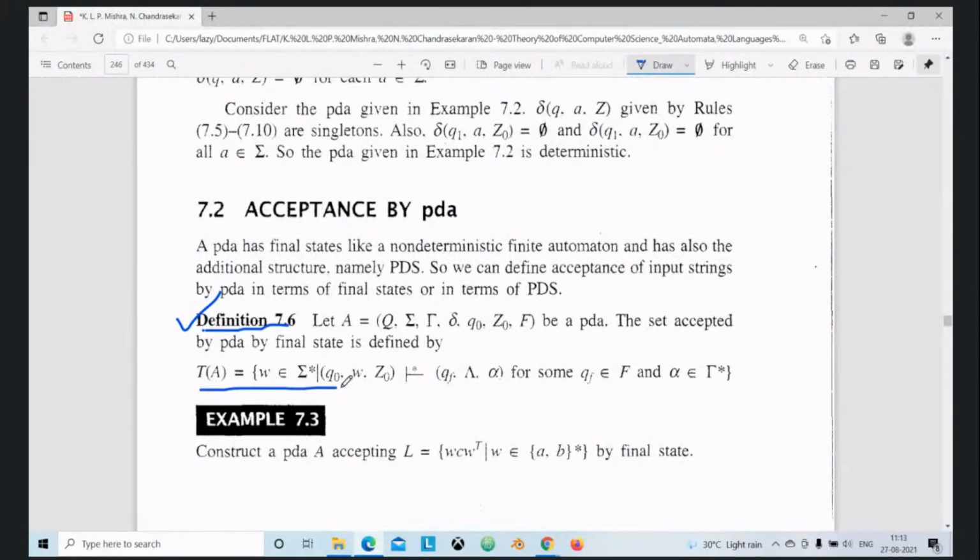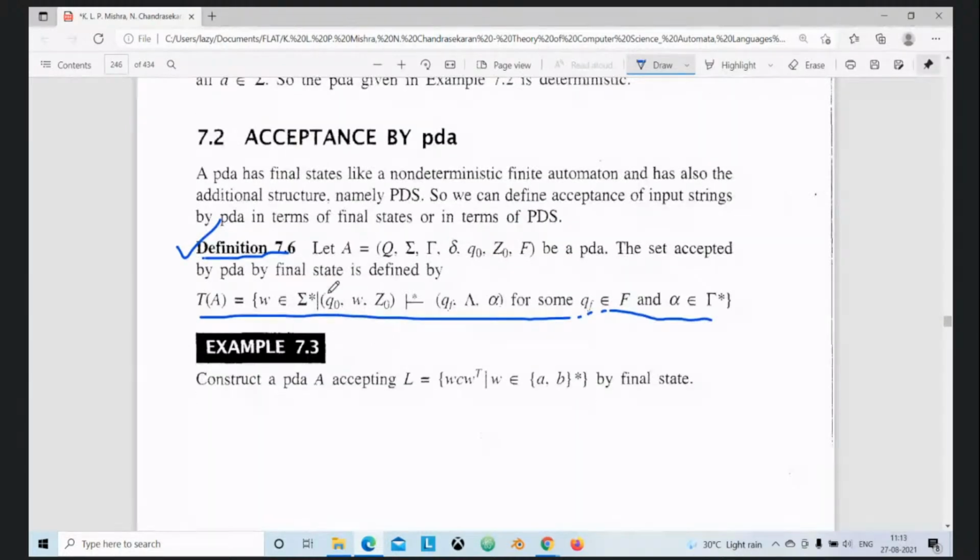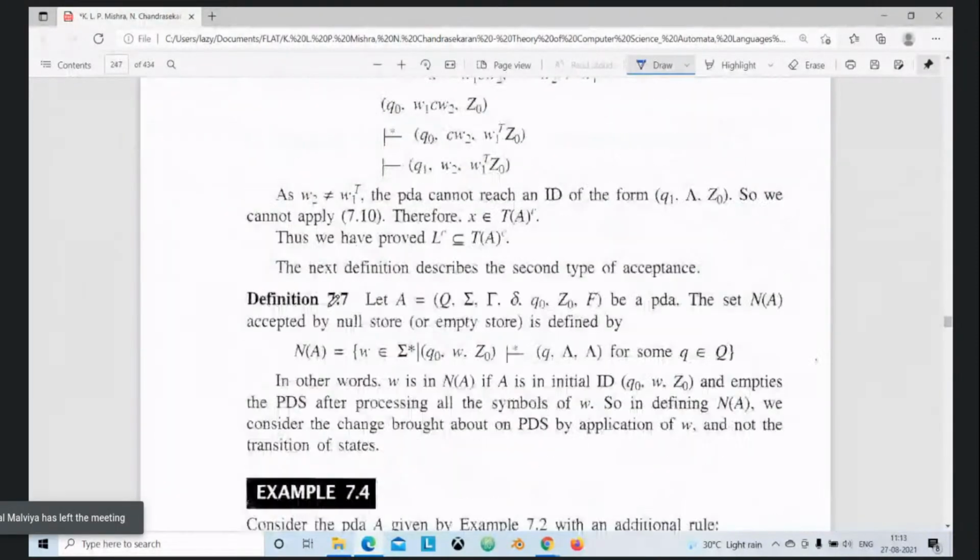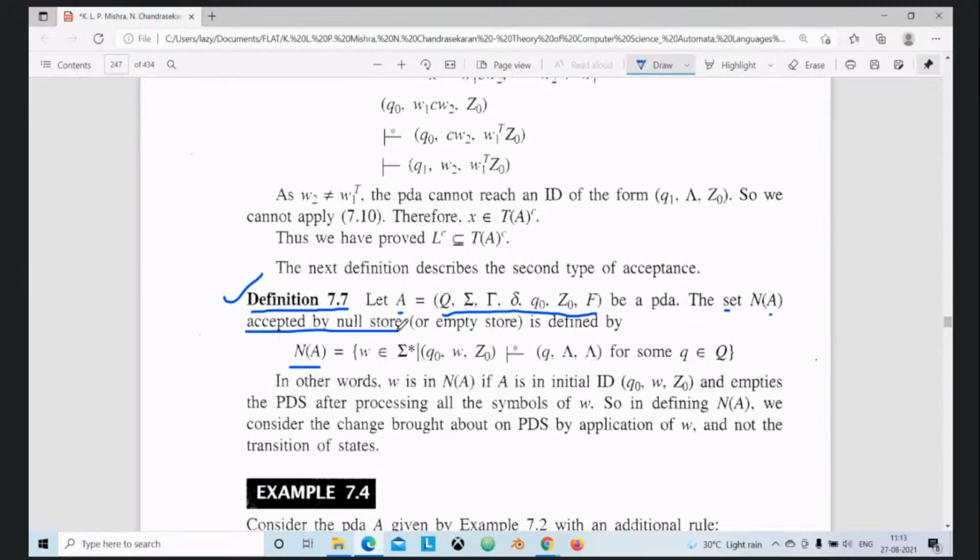We have to remember this one. This is your final state acceptance. Likewise, there is one more definition, that is this one. This is null state acceptance. These two are the ways by which we can accept the string. This A is your automata, which constitutes this tuple Q, sigma, inverted L, delta, Q naught, Z naught, F of a PDA. The set N(A), accepted by null store, is defined by this particular set builder notation.